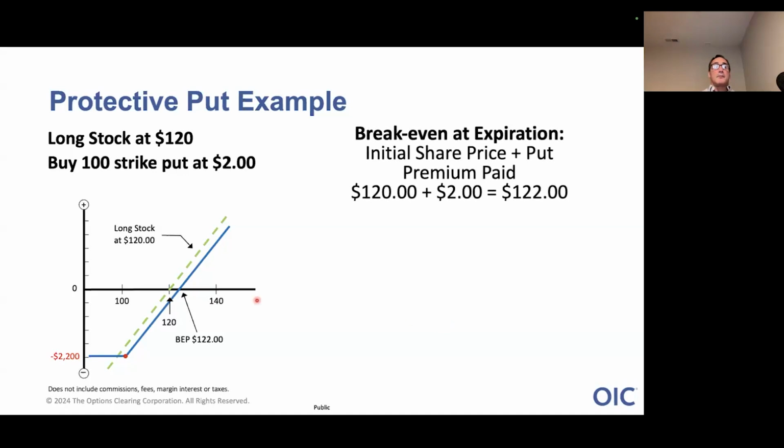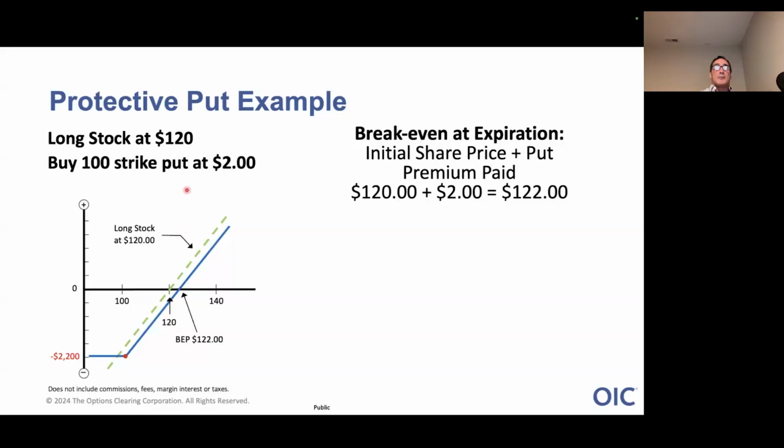Okay, so what is my break even if I buy puts against my stock holding? Say I buy 100 shares for 120, and I'm nervous. I'm willing to absorb some losses, but I want to be protected if the stock falls out of bed and goes below 100. So I look at my options chain. I see I can buy the 100 strike put for $2, or $200 per contract. So what is my break even on this position?